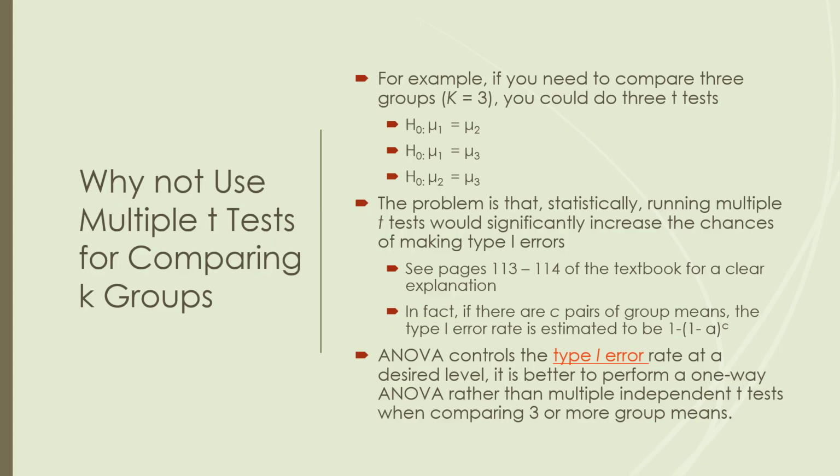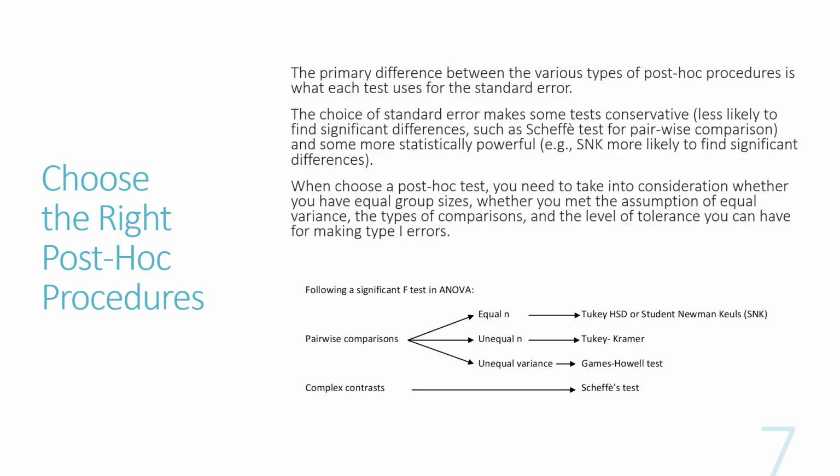Recall that a one-way ANOVA is needed because running multiple t-tests to compare means would severely elevate the risk of making type 1 errors. Thus, in post-hoc tests, adjustments are made to control the type 1 error rate for pairwise comparisons. There are a number of different post-hoc tests, and they share the same principle. They compare pairs of group means to determine whether they are significantly different while controlling for the type 1 error rate.